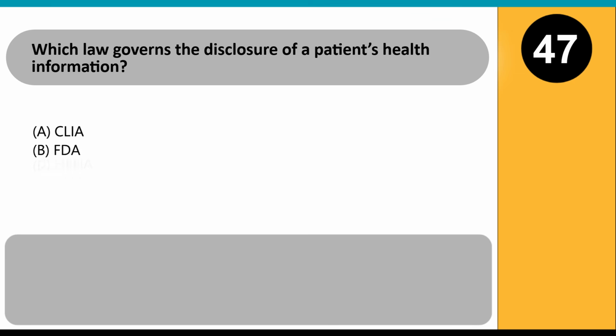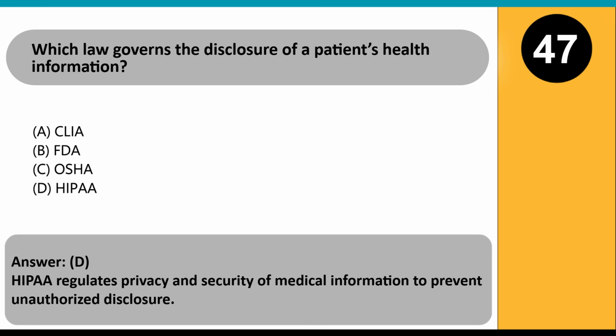Which law governs the disclosure of a patient's health information? A. CLIA. B. FDA. C. OSHA. D. HIPAA. Answer: D. HIPAA regulates privacy and security of medical information to prevent unauthorized disclosure.